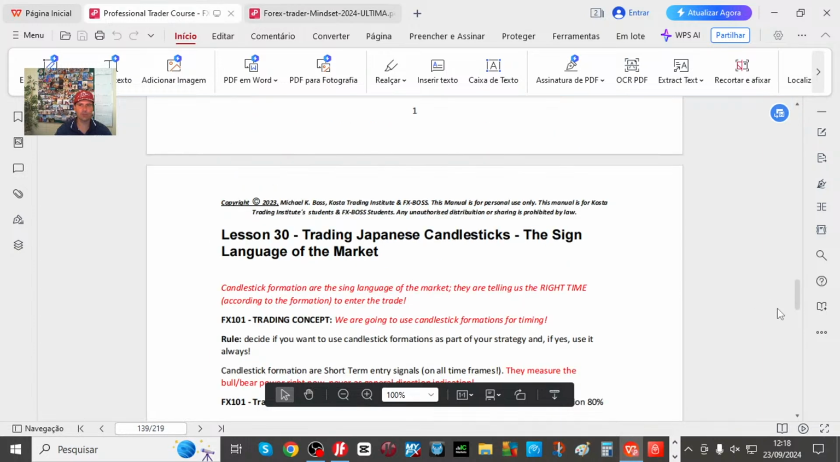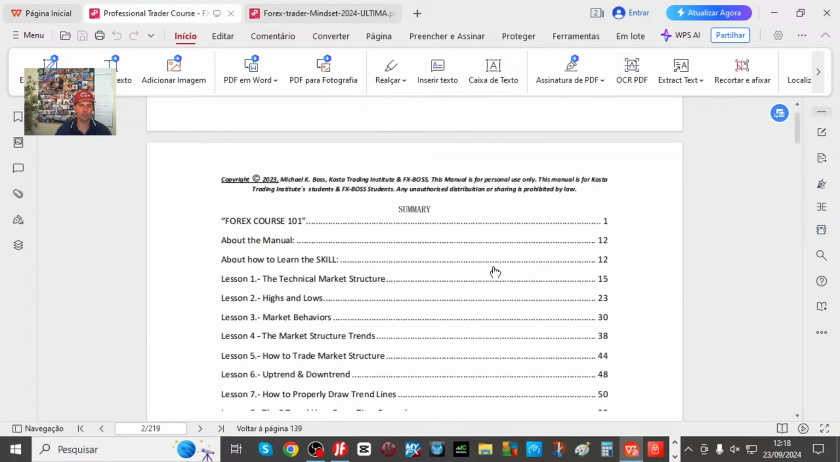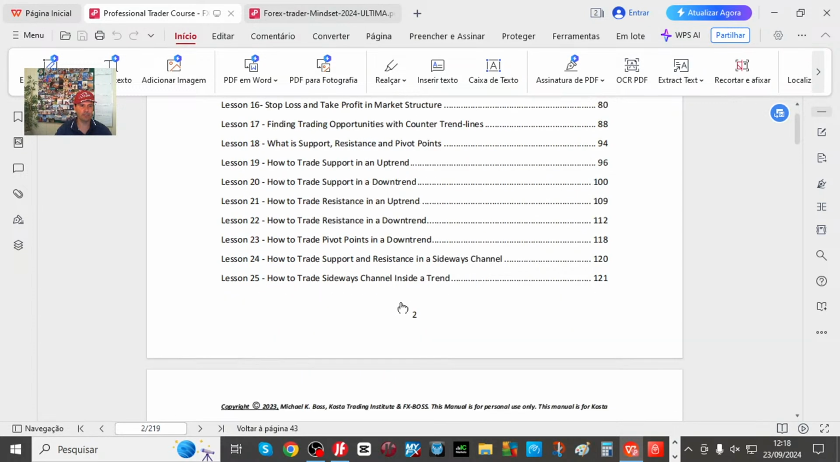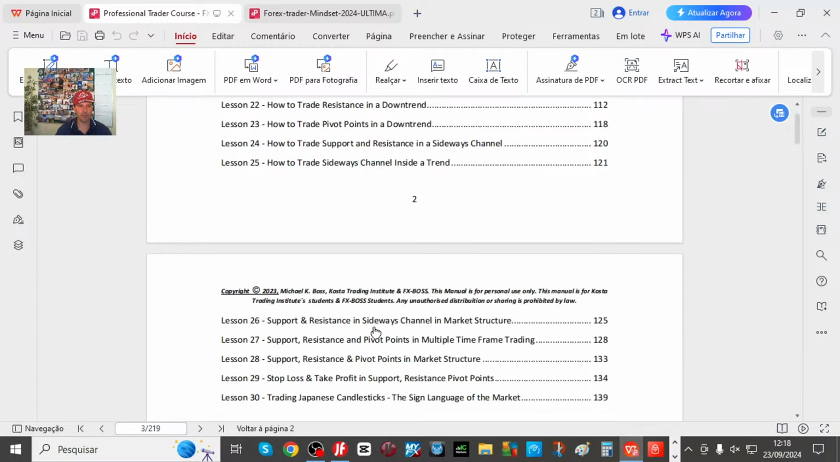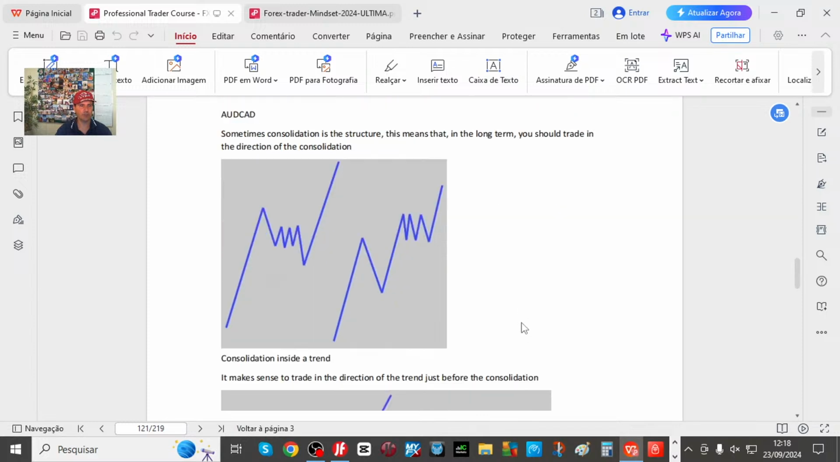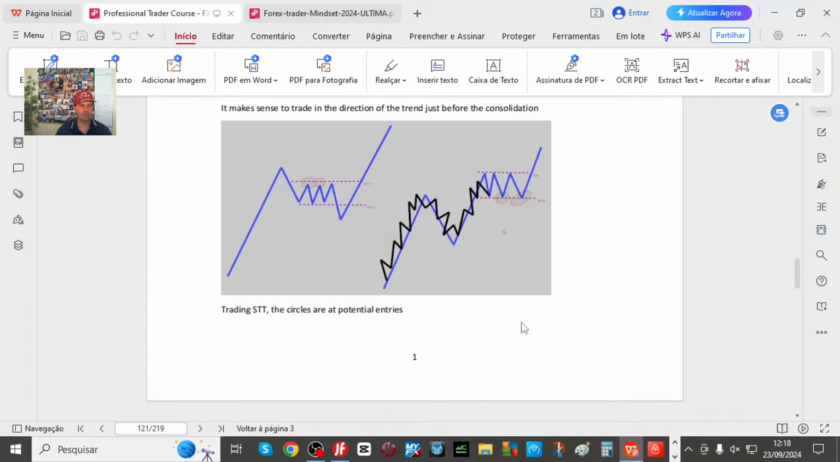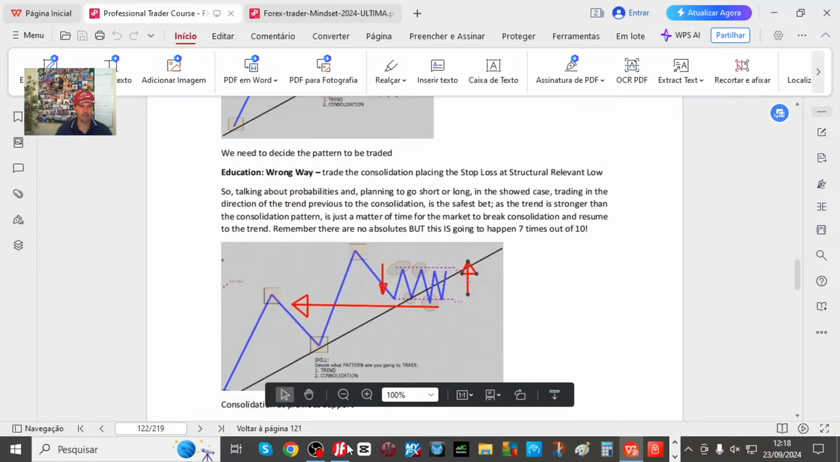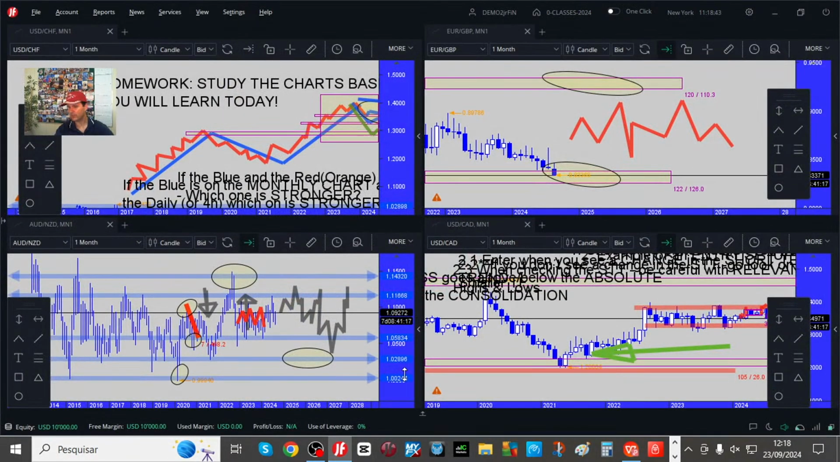Talking from the manual, if we go to the summary, it is support and resistance, how to trade sideways channel inside the trend. Is this one inside the trend? Support resistance sideways channel. All right, I believe this one. So we have different channels. Starting with the short-term trend, the circles are the potential entries. All good, everybody? Do you have any questions?